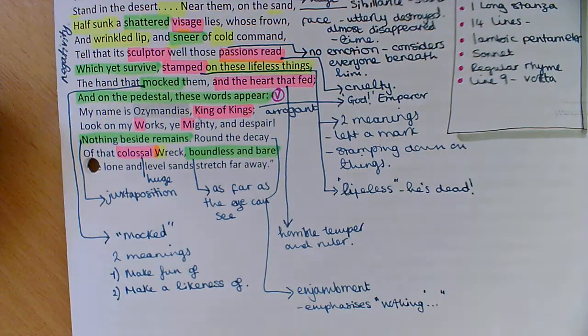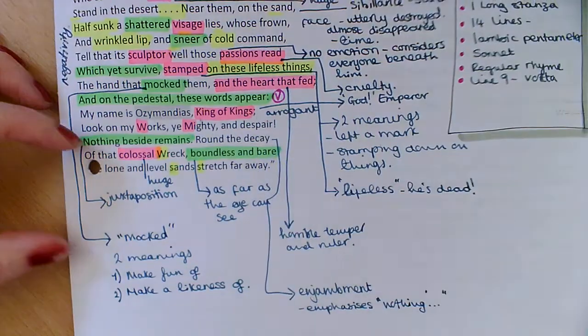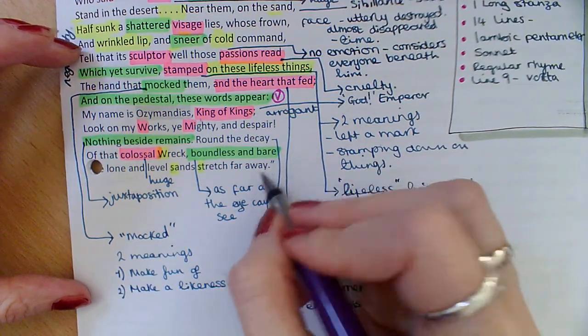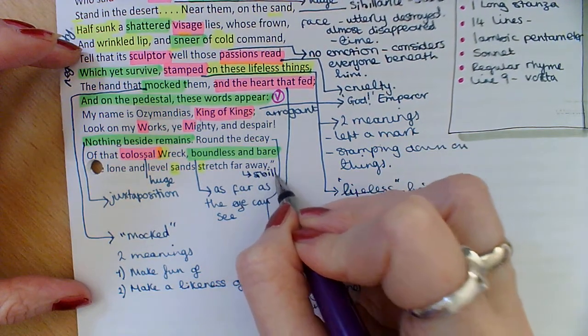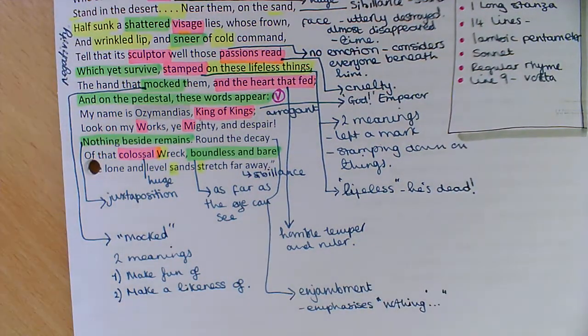The lone and level sands stretch far away. And again, we've got that kind of hushing at the end. Sand again. Going back to that idea that there's nothing there. I've probably spelt sibilance two different ways on this. No, I haven't actually. I think that might be accurate for once. Okay, so the lone and level sands stretch far away.